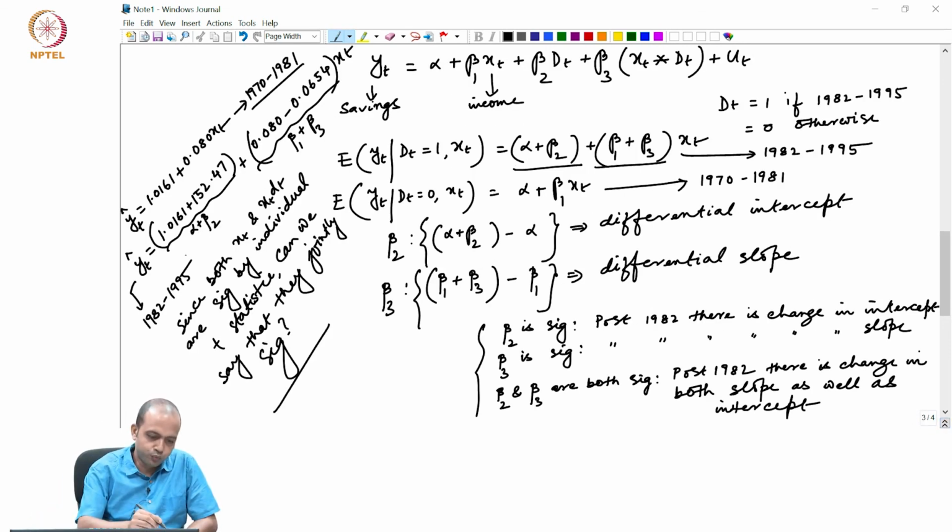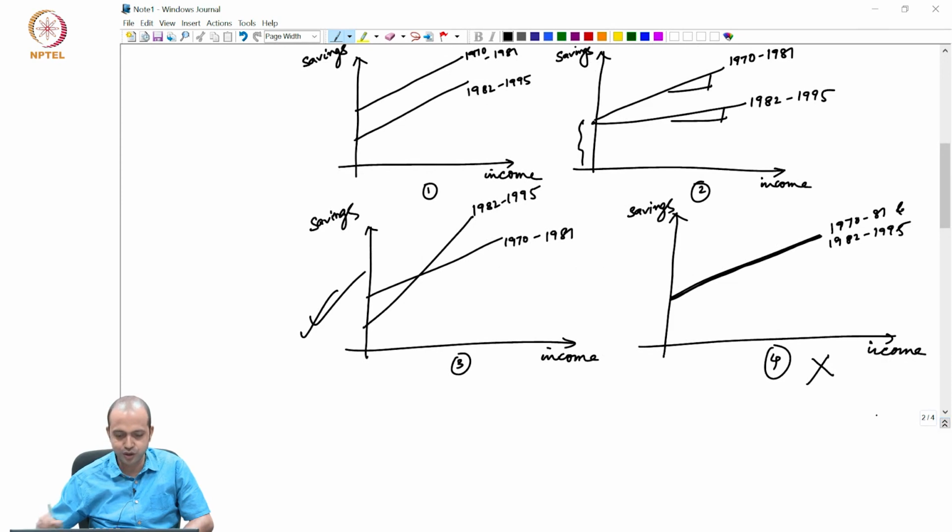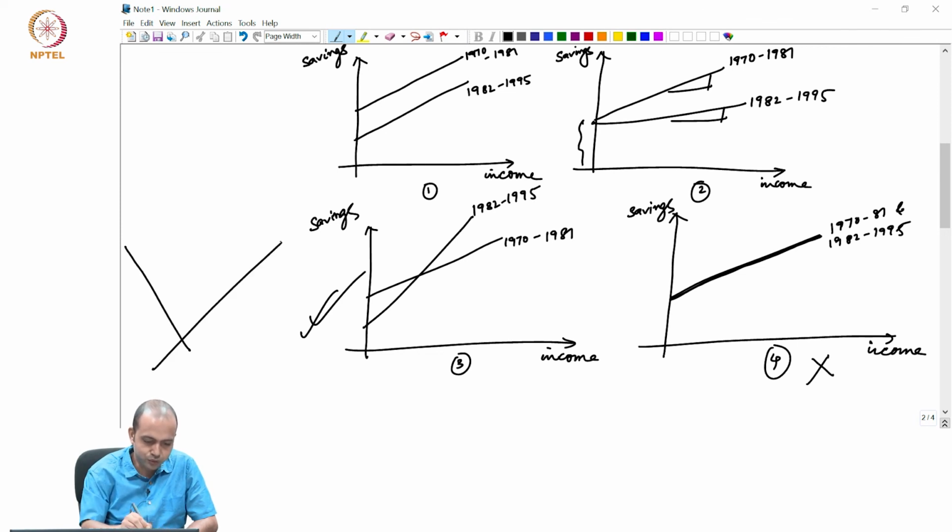So, look at the post recession period: your intercept is higher, but slope is lower. In this case intercept should be higher, but slope is lower. So, we have drawn it differently. These 3 should actually be drawn in this way. This is income, this is saving. So, your intercept is higher, but the slope is lower.